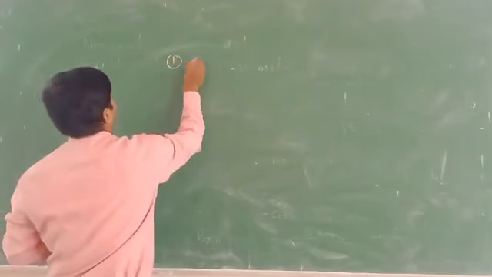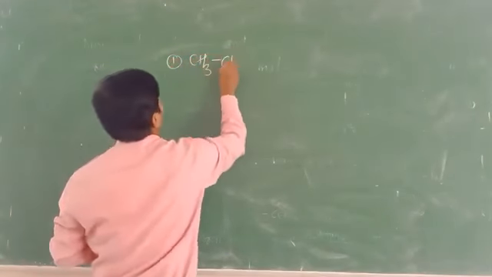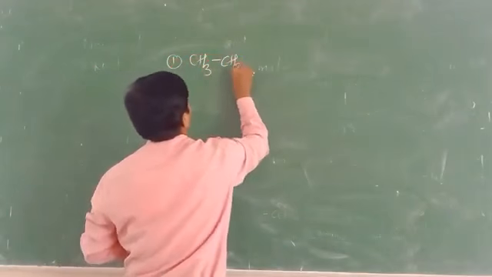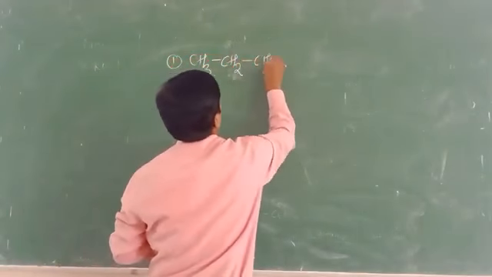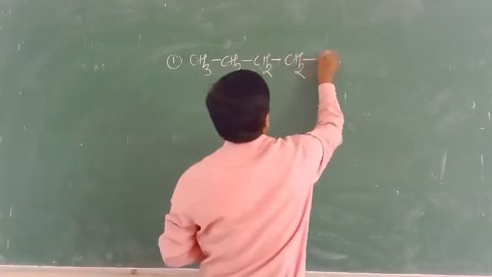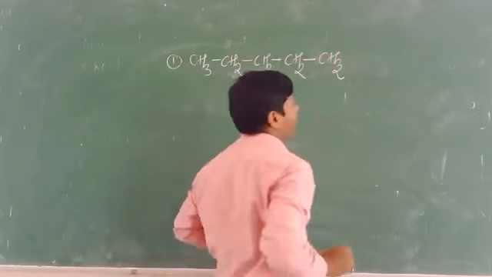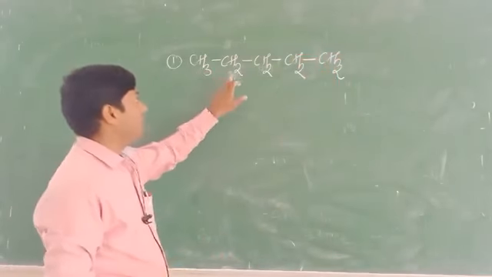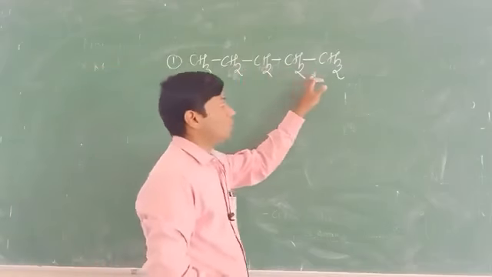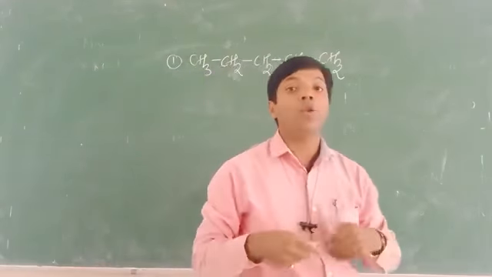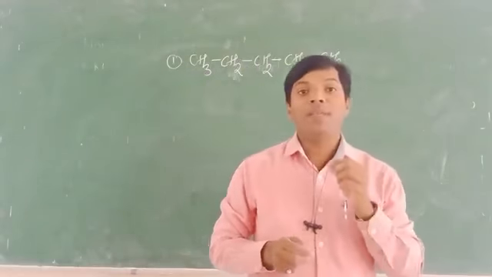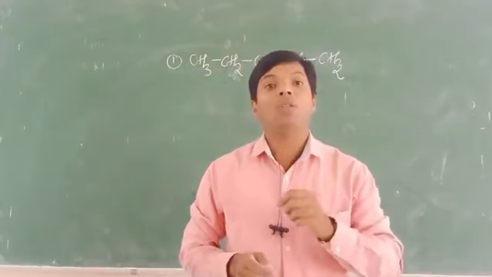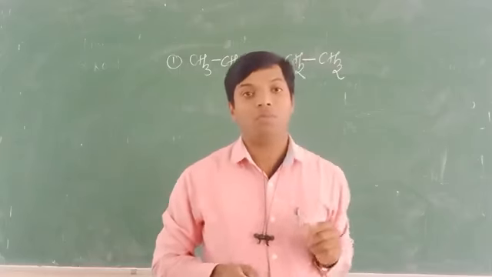I'll write the first example, CH3, single bond, CH2, single bond, CH2, single bond, CH2, single bond, CH3. This is one of the examples: CH3, CH2, CH2, CH2, CH3. And I want to write the IUPAC name. You know, the IUPAC name can be written based on the structure.